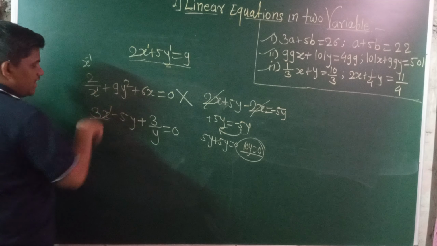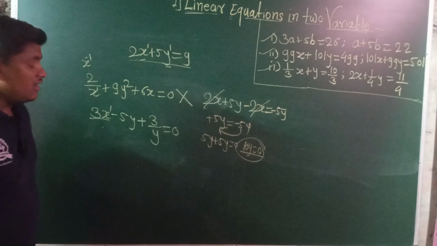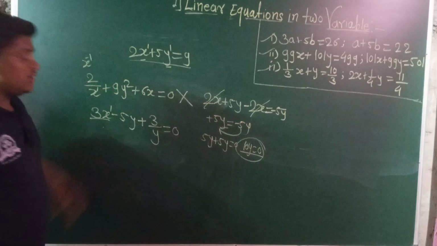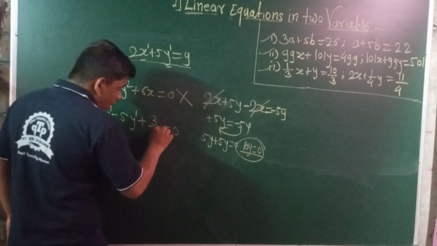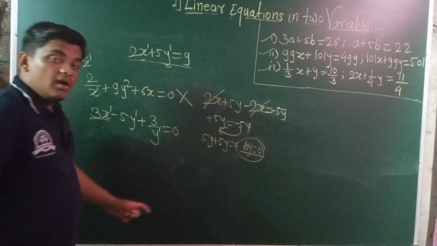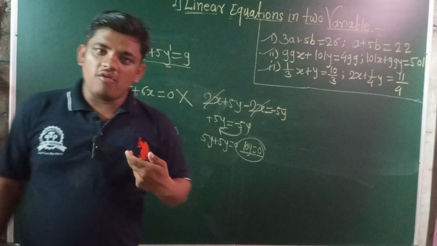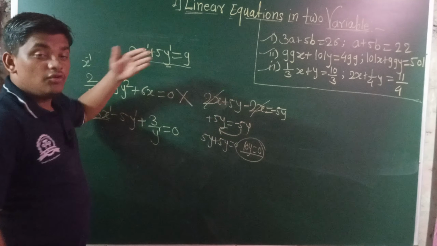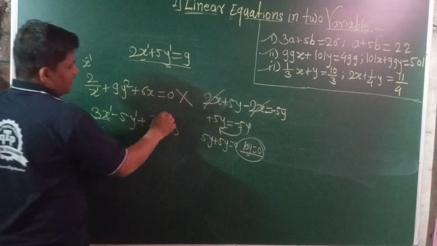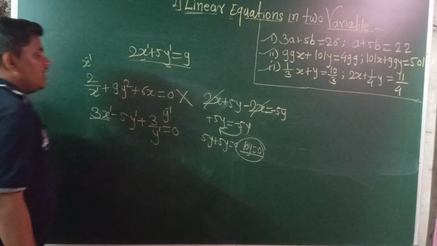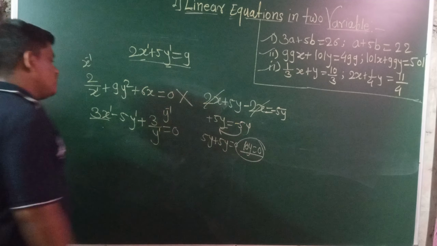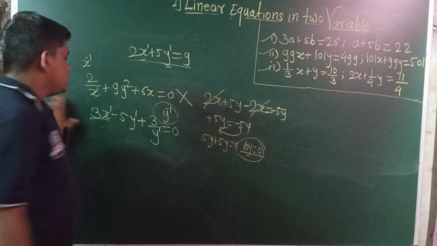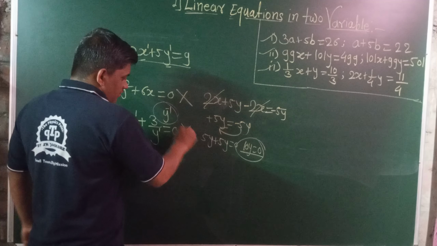In the first term, the degree or power of the variable is 1. In the second term, the power of the variable is also 1. In the third term, the power of the variable is 1, but the variable is present in the denominator. When it goes to the numerator, the +1 converts into -1, and -1 is not 1. That means this equation is not a linear equation in two variables.